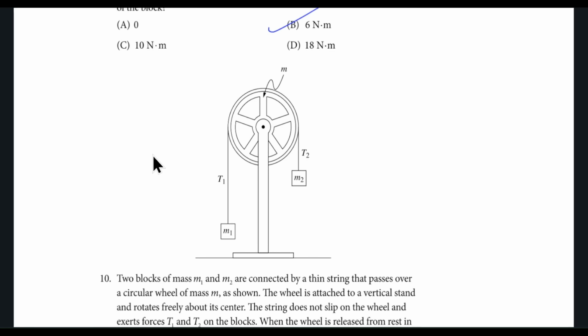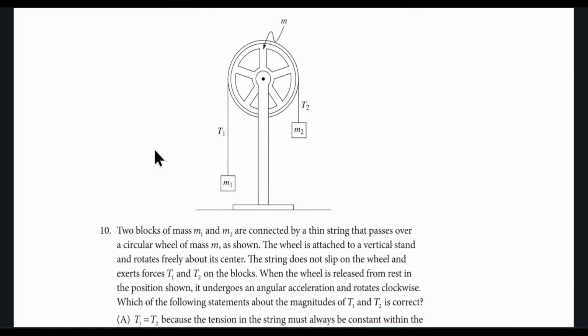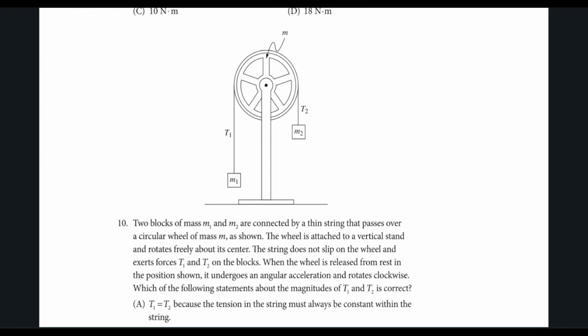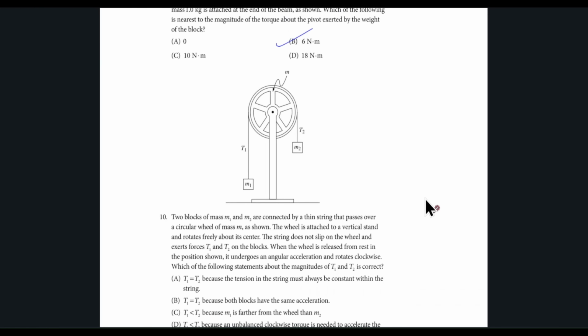Right. Here we are given an Atwood machine. The blocks of mass m1 and m2 are attached by a thin string that passes over a circular wheel of mass m. Okay, this is not massless now. This is a mass m. The string does not slip and exerts forces T1 and T2. When the wheel is released from rest in this position, it undergoes an angular acceleration and rotates clockwise. Which of the following is correct about T1 and T2?